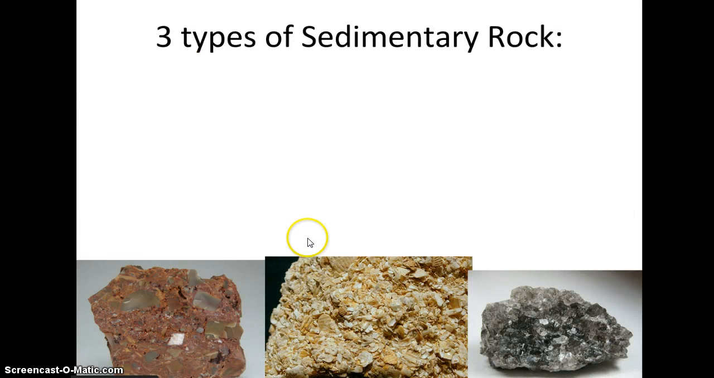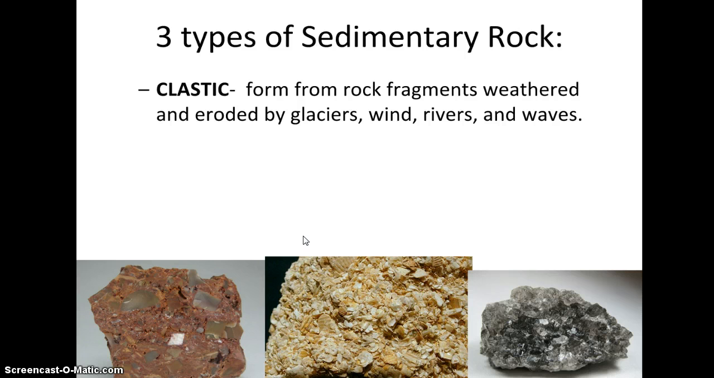There are three main types of sedimentary rock. The first type is called clastic, kind of rhymes with plastic, and they're formed from rock fragments that were weathered and eroded away by wind, rivers, and waves. They can have material of all different sizes.